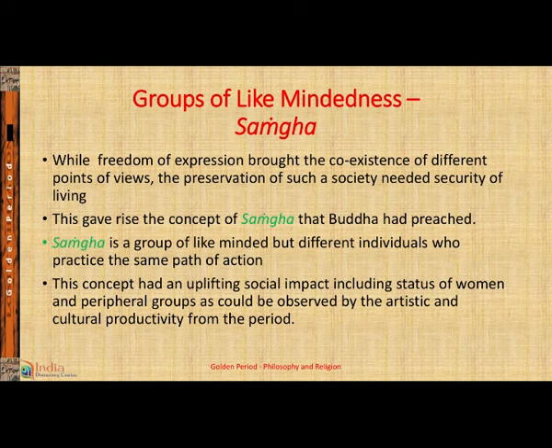so Sangha means different people from different walks of life who gather together to make this Sangha. And they follow the Buddha's teachings. And this concept had a social impact on the status of women. So women were also included, as we saw in the earlier presentation. And that could be observed by the artistic and cultural productivity from the period.